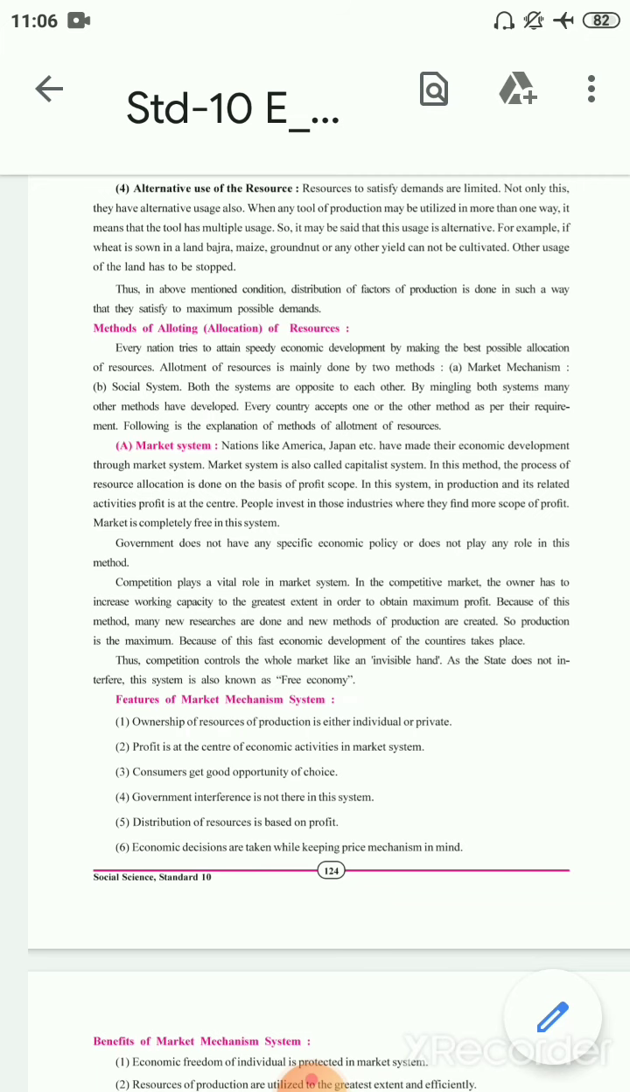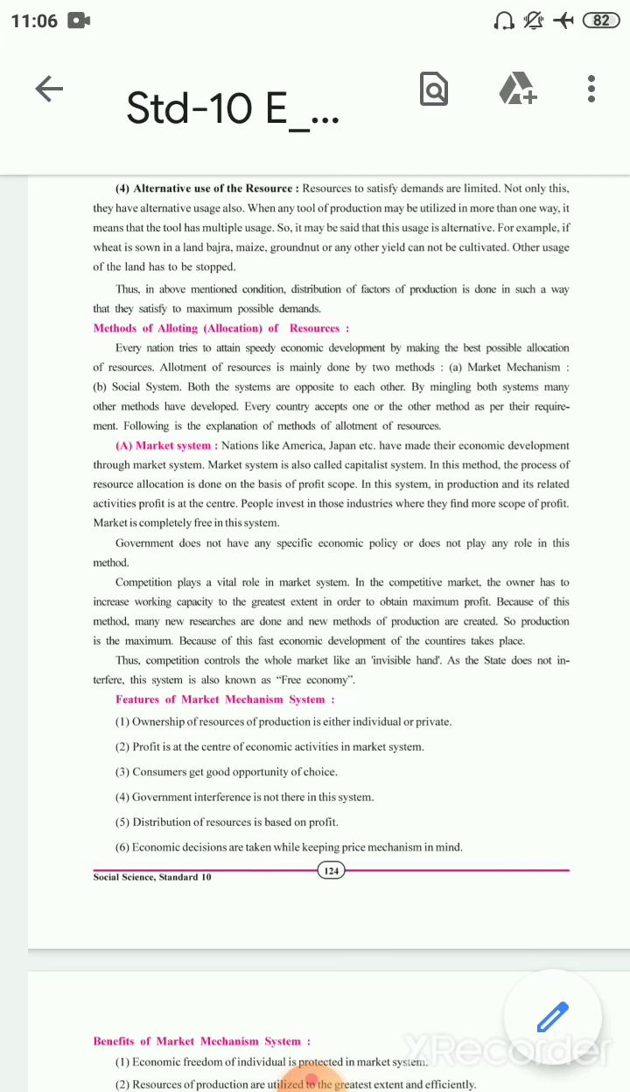The market is completely free in this system. Government does not play any role in this method. So there is no government interference, neither is there any specific economic policy by the government. In this system, competition plays a vital role. You might have experienced that if you go to a pan shop or any other shop, well, a provision shop also, you will find more than 40-50 brands of only bathing soap.